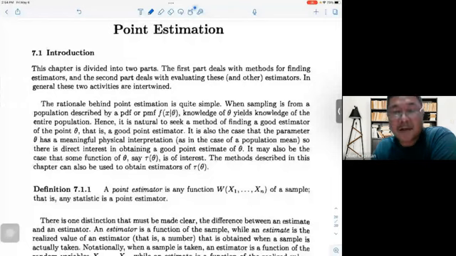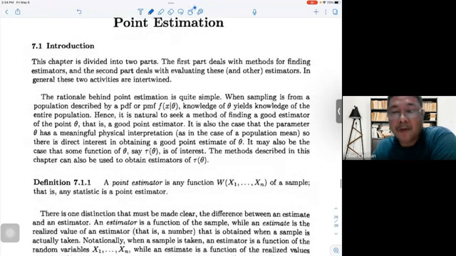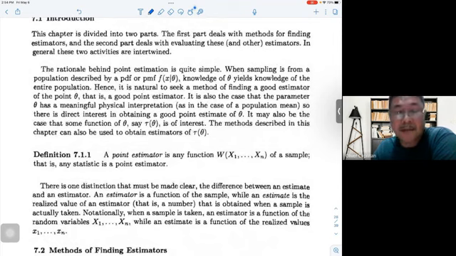So this chapter is divided into two parts. In the first part, we're going to know the methods of finding estimators. And in the second part, we are going to evaluate these estimators, and then choose the best estimator. So the rationale behind point estimation is quite simple.